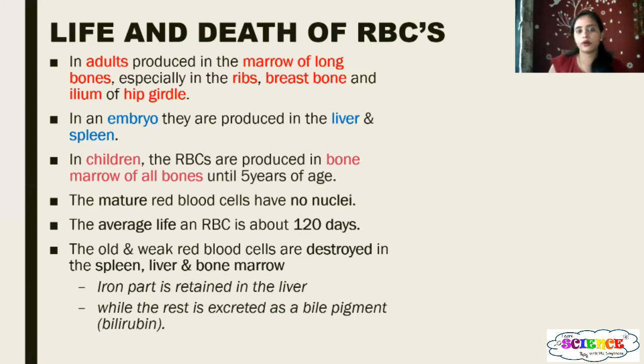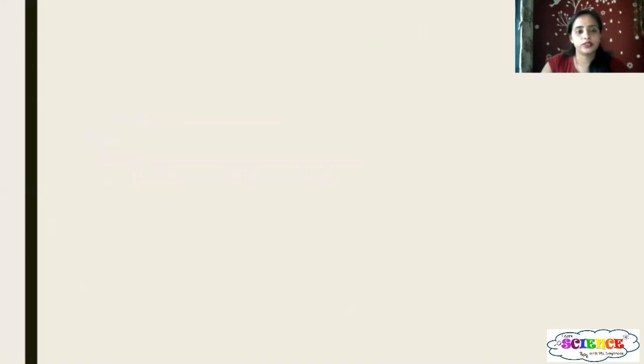When red blood cells are destroyed, the iron part is retained in the liver so that it can be used for further production of red blood cells, and the rest is excreted along with feces in the form of bilirubin. Bilirubin is a bile pigment. We have studied bile juice, which has a bile pigment called bilirubin. This bilirubin enters along with bile juice in the small intestine, becomes a part of feces, and is thrown outside the body. So this is the life and death of RBCs.